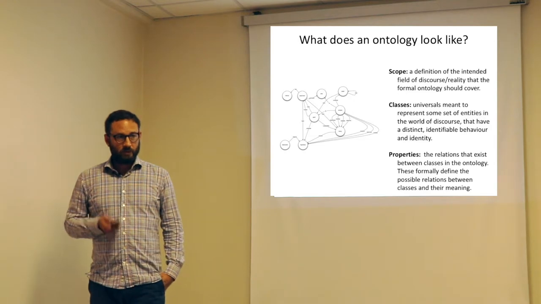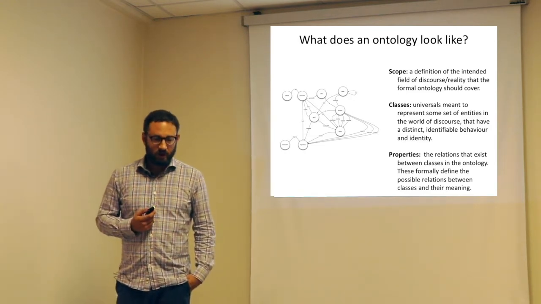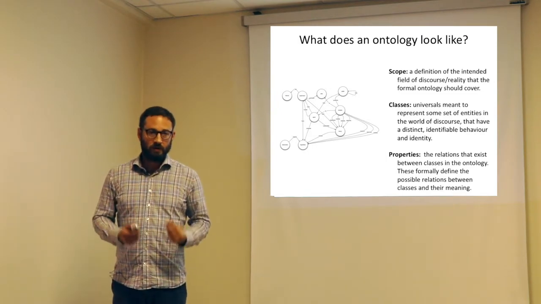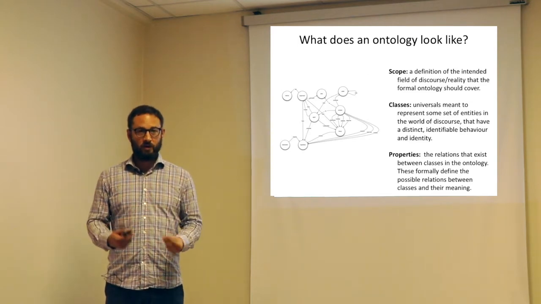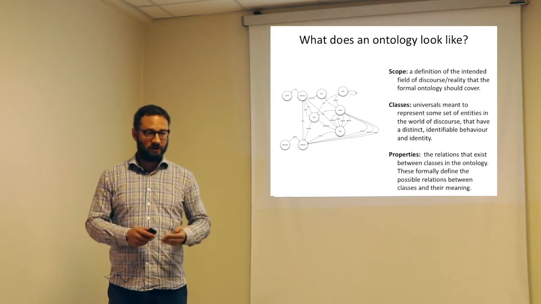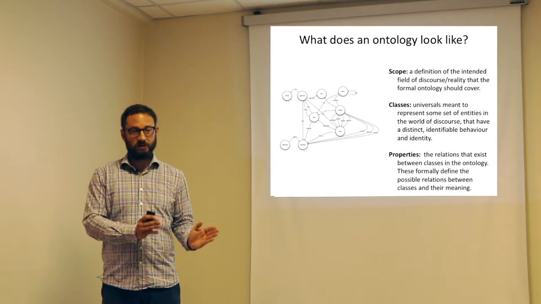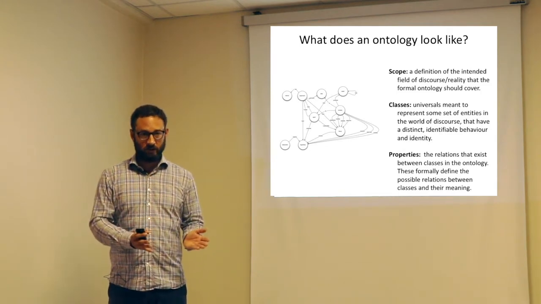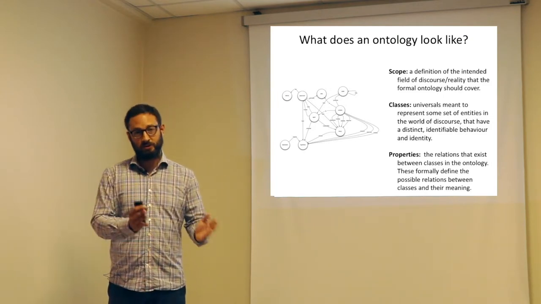So, with that as background, what does an ontology look like? What is it made up of? An ontology at base has a scope, and the scope of an ontology is what this ontology is for, what it should talk about. As we said at the start, there isn't one ontology for the world, but many ontologies for different topics. So the scope indicates what this ontology is good for, because if it's not describing your area of research, you shouldn't use it.